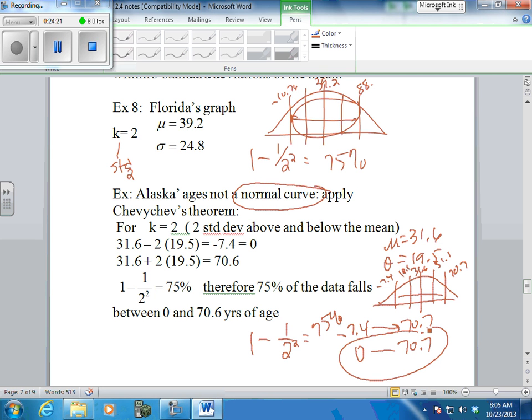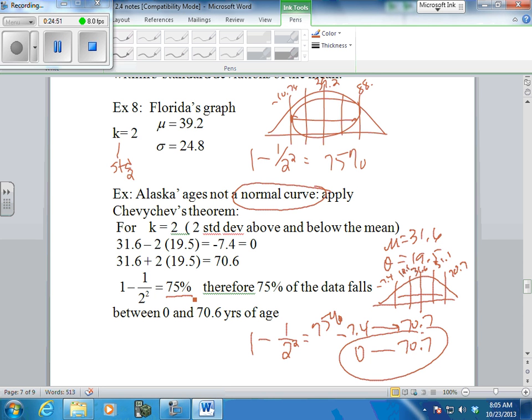This is the only time in this whole course we look at something that is not a normal curve. The rest of this entire course works off of your normal curve. He just gives us a little tool to say, what if this isn't a normal curve? So we're very generalized in saying it's either going to be 75% or, if it's 3 standard deviations, 88.9%. So you only use this when we know the curve is not normal.